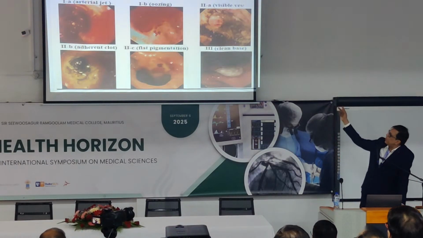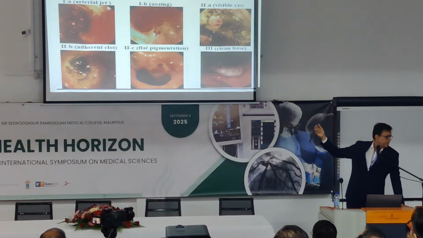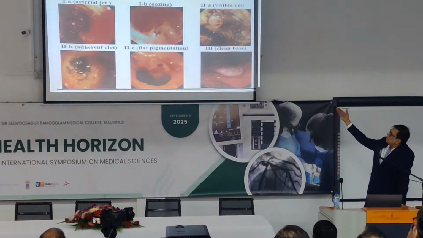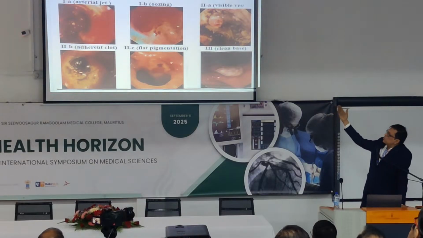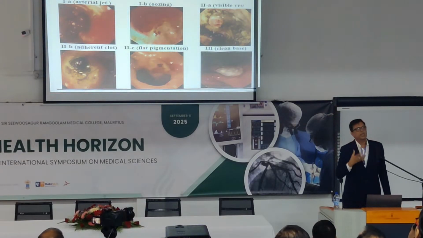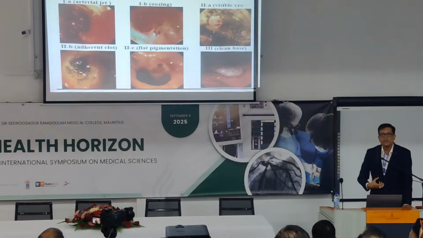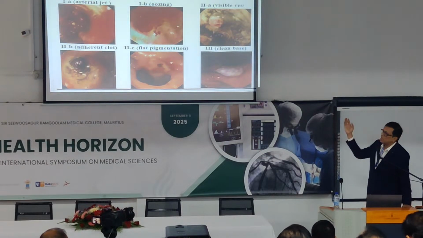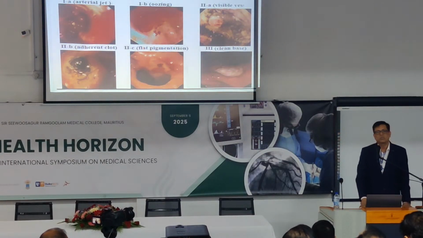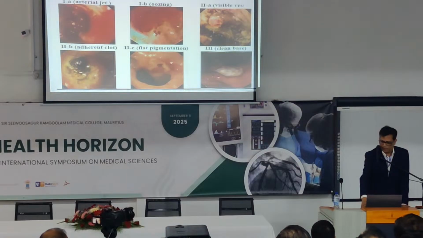So this is the Forrest classification. I took help from a book. Basically, classes 1, 2 and so on are based on endoscopy, depending upon how significant the bleeding inside the GI tract is. Basically upper GI. So this is the classification of Forrest based on the endoscopy.